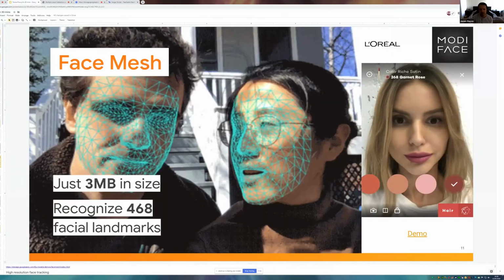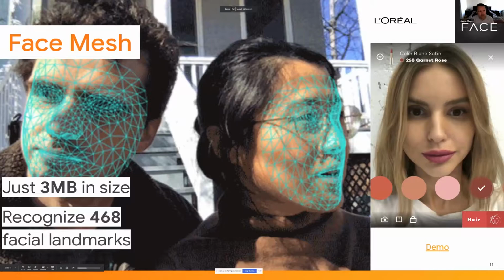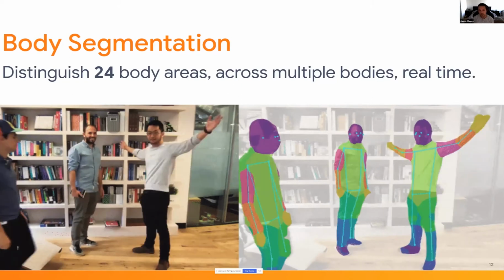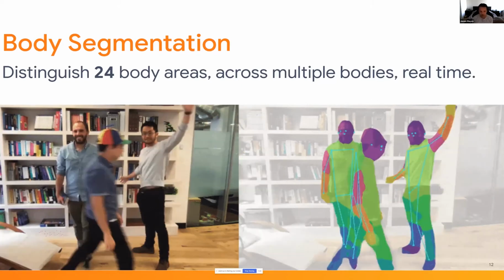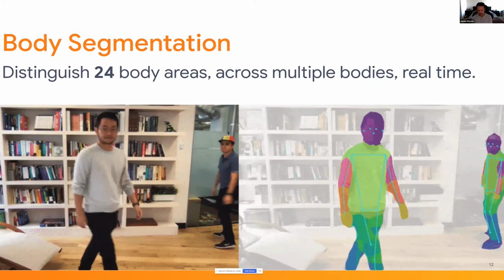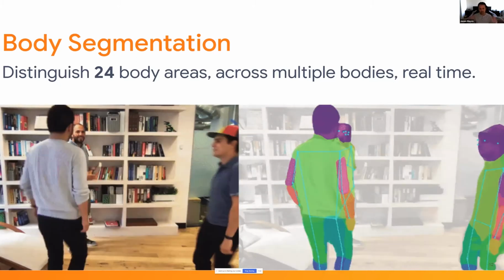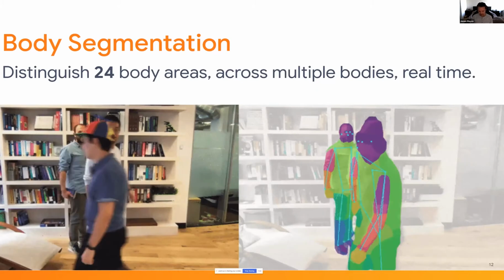Let's go back in here. Wait for load. Okay, cool. Next up, we have body segmentation. Essentially, this allows you to distinguish 24 different body areas of the human body across multiple bodies, all in real time. I'd love to show you the demo of this, but it's really hard for me in my bedroom right now to actually do this, to get my whole body in shots. So I'm just going to do this GIF.